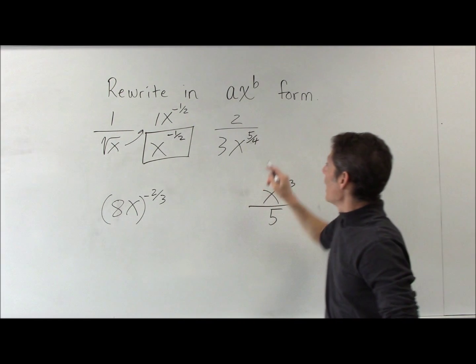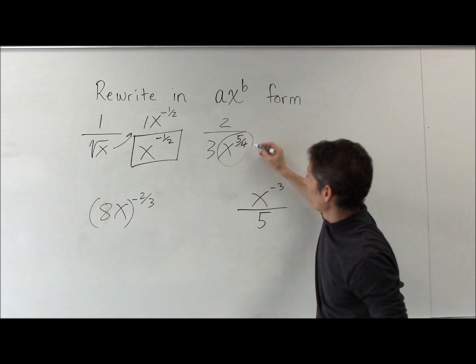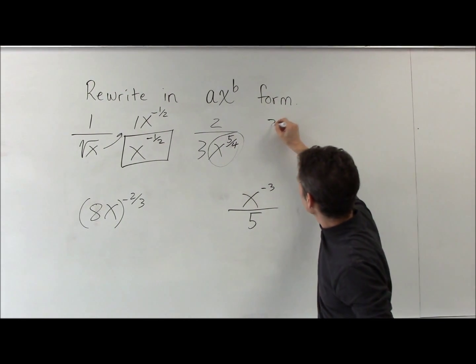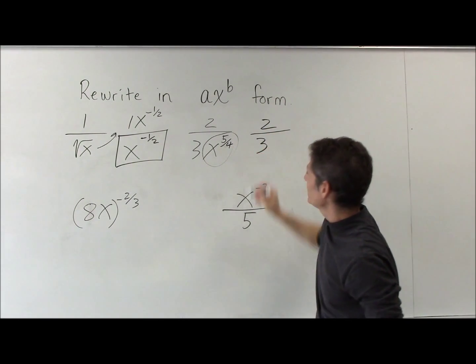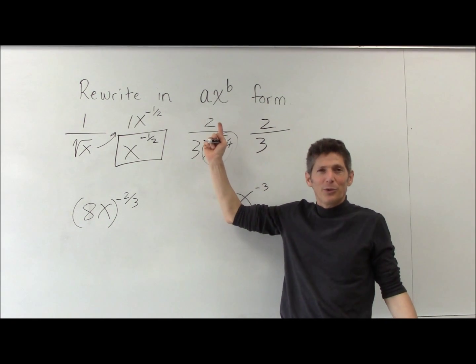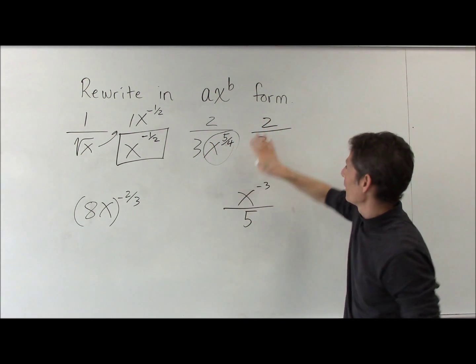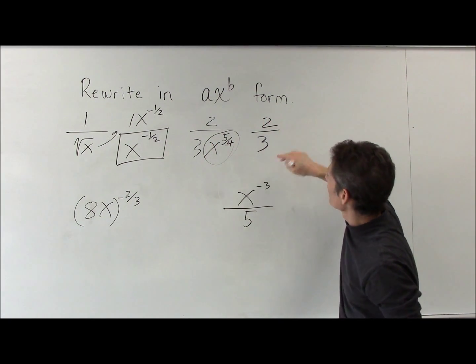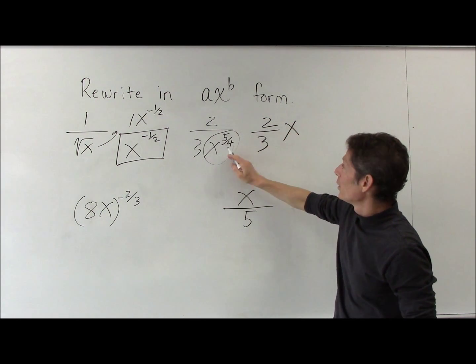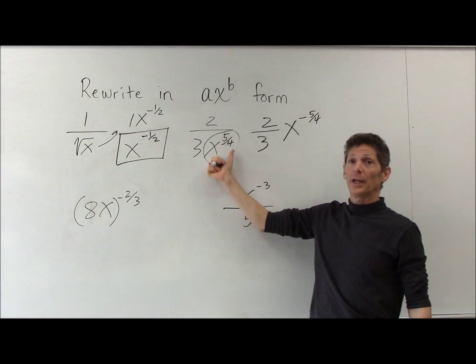Here's another one. I'm going to write it as some number times x to some exponent. I'm going to move this guy upstairs. 2 stays where it is, as does the 3. You know, I really could move the 3 up there if I wanted to and say 3 to the -1, but that's not helping me. That's screwy. I want a number, here's my number, times x to the -5/4. Again, I'm moving it upstairs.